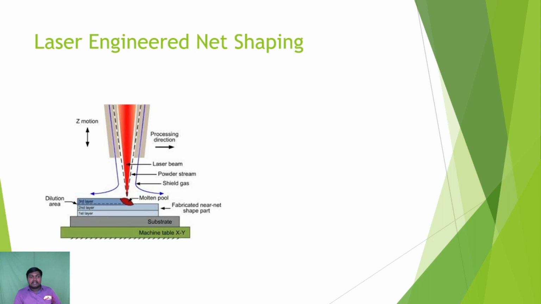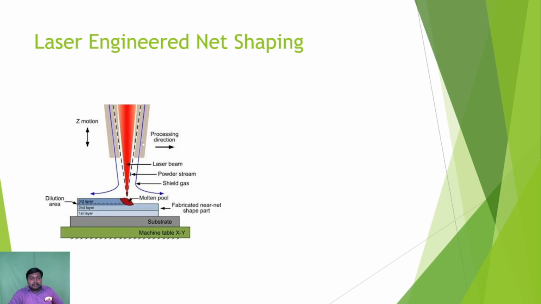Next, this is the diagram of laser engineered net shaping, LENS technology. The first one is the machine table, and above that the substrate will be there, and above that substrate the fabricated part will be created. In the upward direction, the Nd-YAG laser beam will be there, and powder feed delivery is also available in the same area, and shielding gas is also provided.